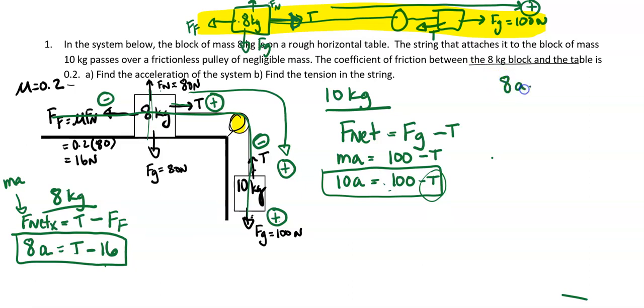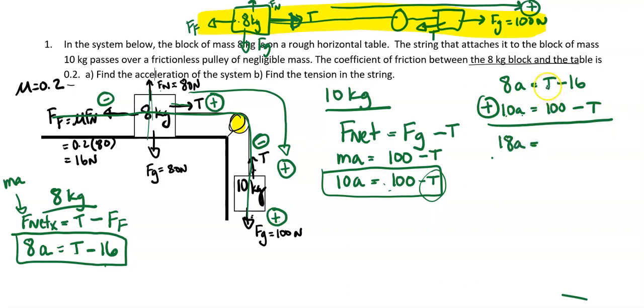So we have 8a equals what? T minus 16. And then we have 10a equals 100 minus t. And I'm going to go ahead and essentially add these 2 equations together. So we have 8a plus 10a, that's going to be 18a. Okay, we have a positive t here and a negative t here. Oh my goodness, and it's just one of each. Cancel, cancel. So fun when things cancel. We have 100 minus 16, which is 84. Cool. We can do some handy dandy math, and I get the acceleration to be 4.67 meters per second squared.